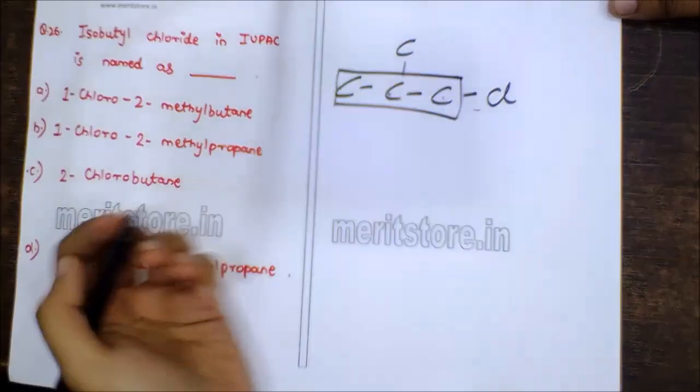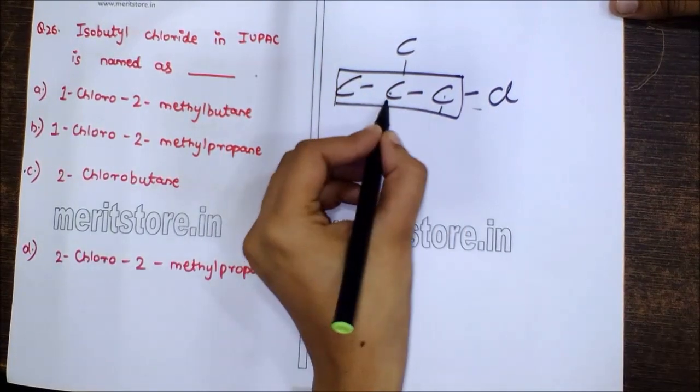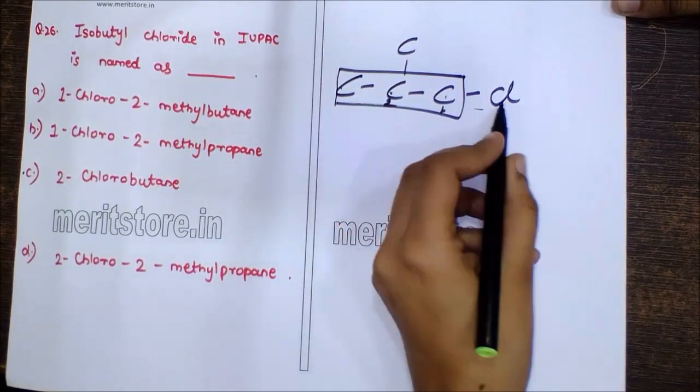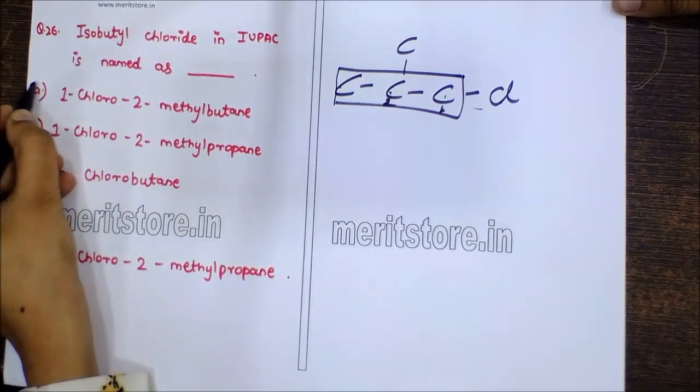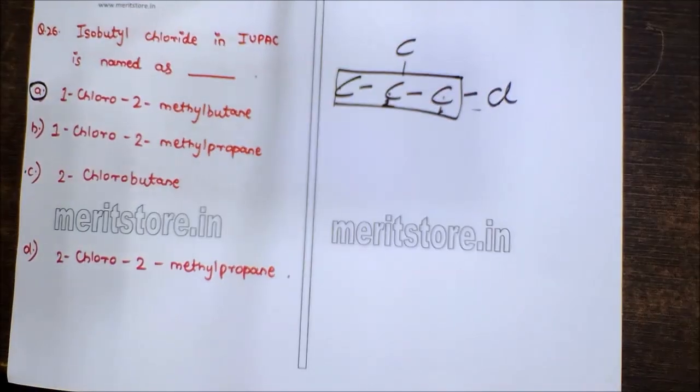Now we'll apply the shortest number rule. This is 1, this is 2. So it will be 1-chloro-2-methylpropane. Option A, or rather the option 1-chloro-2-methylpropane, is my correct answer.